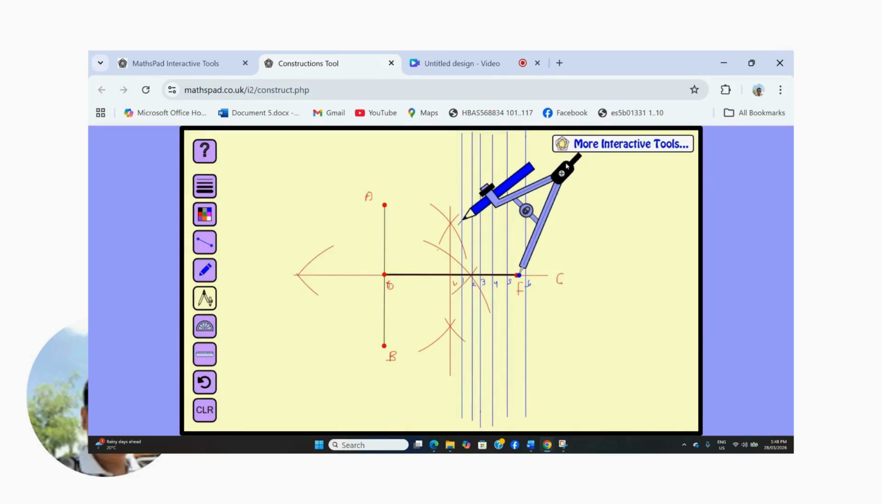So with F as a center and O1 as a radius. Now O2 as a radius. Again F as a center. Center should always be F. We got arc in line 2.